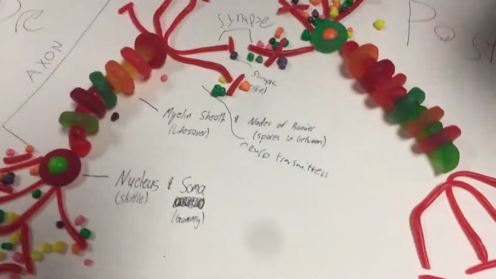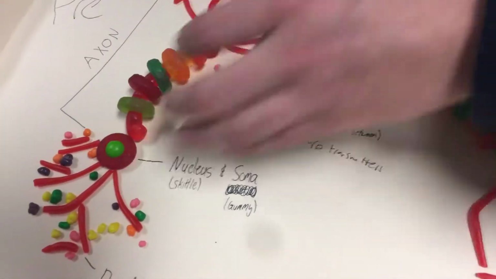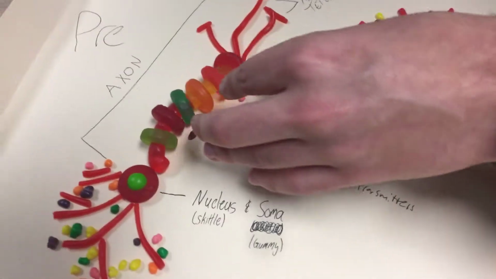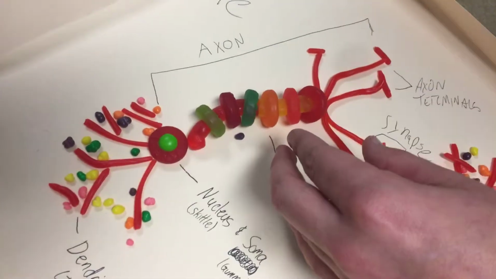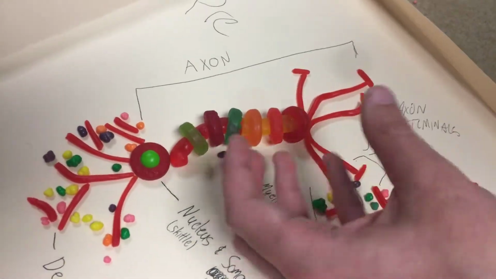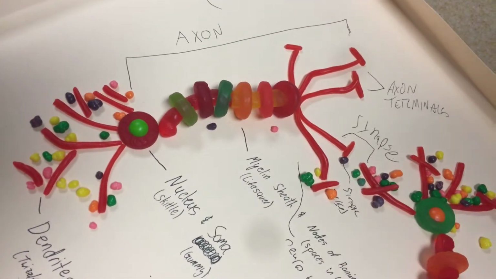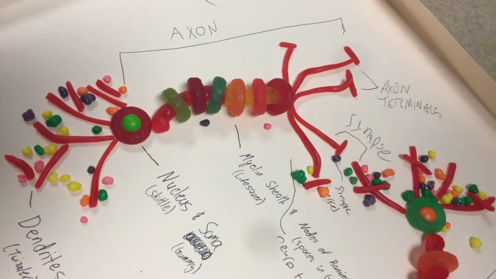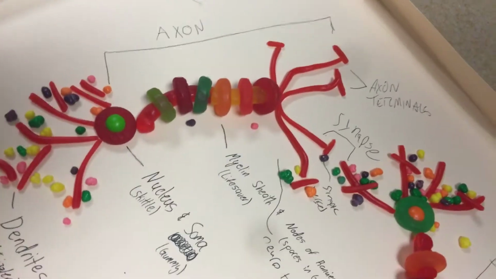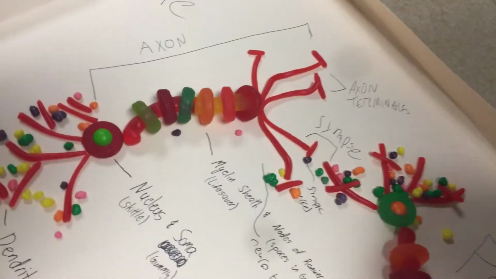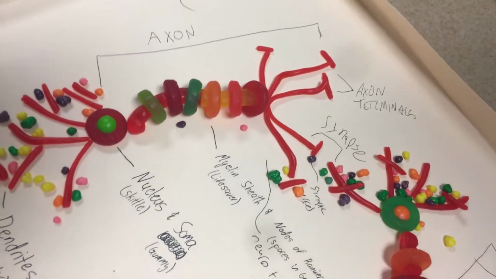Next, around the actual axon itself, we've got the myelin sheaths, which are essentially fats that are electrically non-conductive, so they're an insulating layer over the axon.